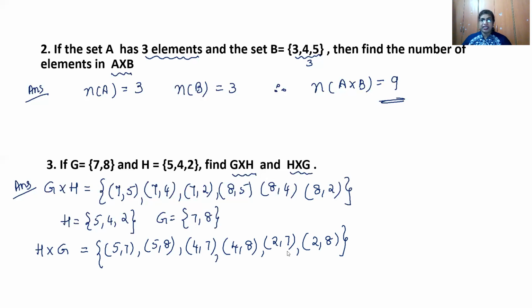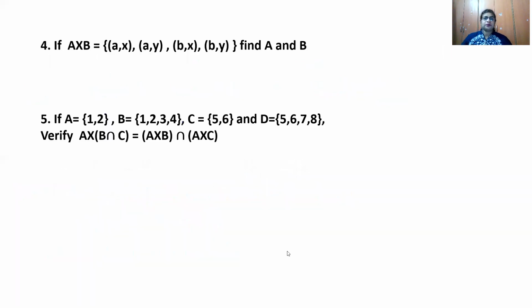Yes, so we move on to the next question, question number 4. Yes, so what is given in this fourth question? Let us understand. If A cross B is equal to the set of all (a, x), (a, y), (b, x), (b, y). The question tells us, find the sets A and B. Okay, so very simple. So A cross B is having how many ordered pairs? First you get that idea. So A cross B is having 4 ordered pairs. That means the number of elements in A cross B is equal to 4. So I need to find who is the set A.